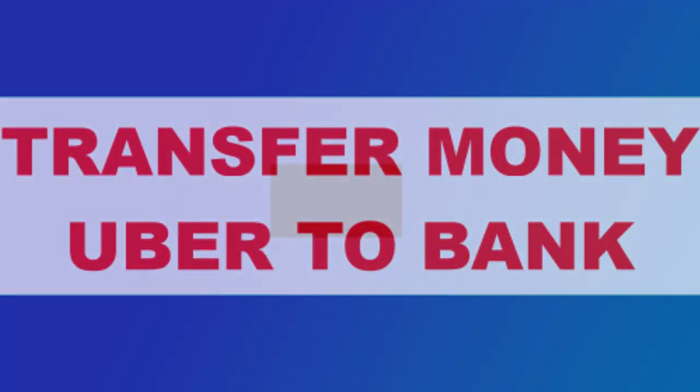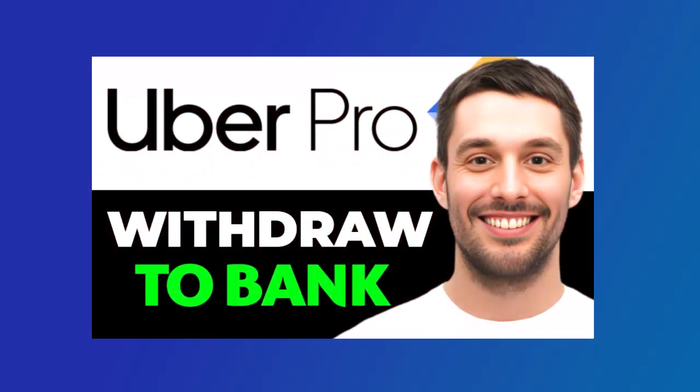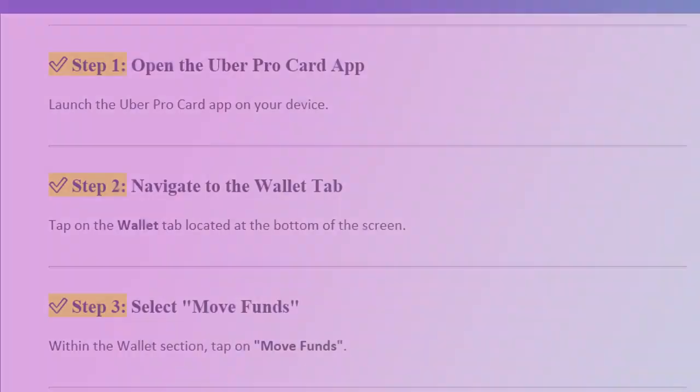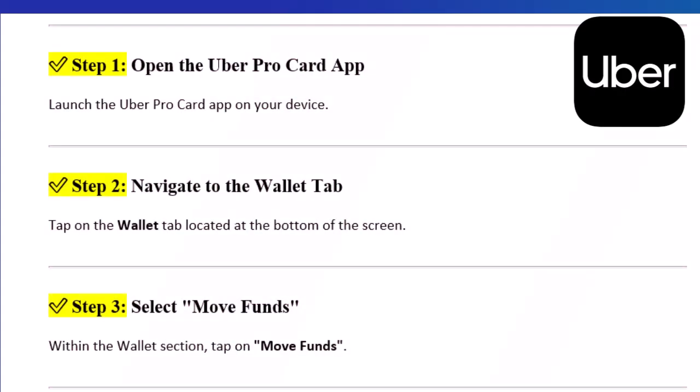In this video, I'll show you how to transfer money from your Uber Pro card to your bank account. Step 1. Open the Uber Pro card app. Launch the Uber Pro card app on your device. Step 2. Navigate to the Wallet tab. Tap on the Wallet tab located at the bottom of the screen.